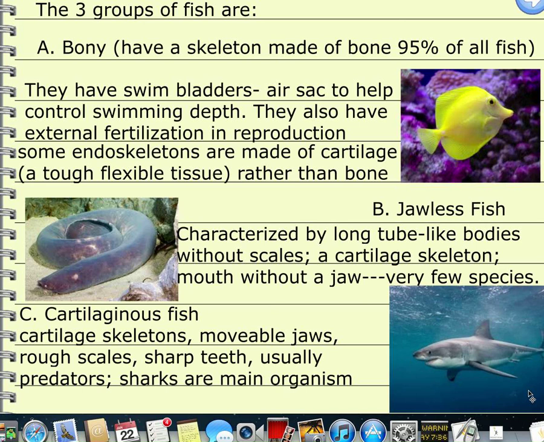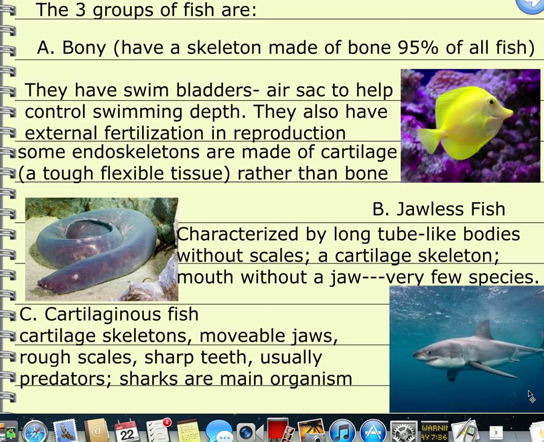The other group of fish that we're going to look at is the jawless fish. They usually look more like snakes, but they don't have scales. They do have a cartilaginous skeleton, which means it's not quite bone. And they have a mouth without a jaw. Now, that means that they usually have to suck on something. There's not a whole lot of species of this jawless fish.